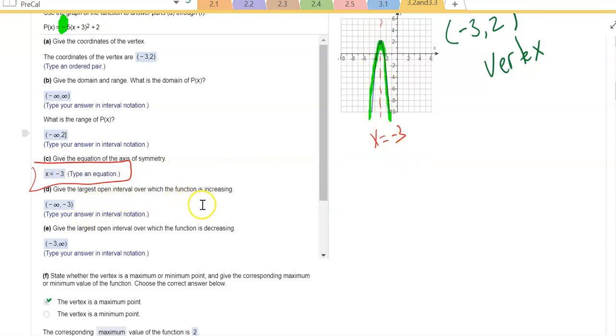And then we are increasing from negative infinity. These are our x values, up until negative 3. And then we begin to decrease from negative 3 to positive infinity. Remember, we're talking about x's. Don't look at this and go, well, it's going down to negative infinity. We're talking about x's.